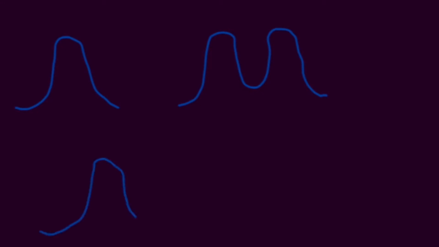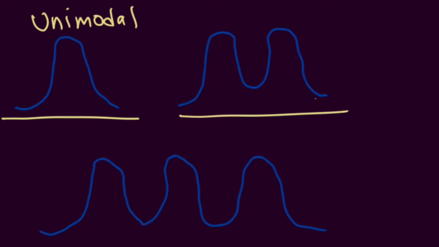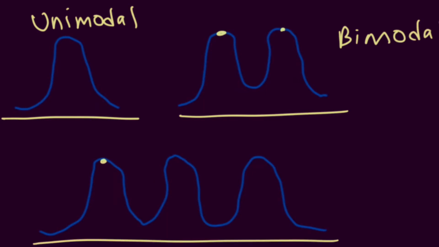So this is called a unimodal distribution. Unimodal means one mode. This is two modes, bimodal. This is trimodal because there are three peaks. Three peaks means three modes. Unimodal means one mode. As you can see, there are two modes there, so we call it bimodal. And here we have three modes, trimodal, right? Trimodal means three modes.